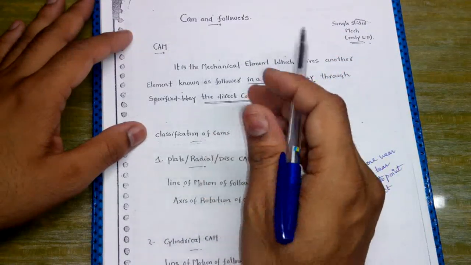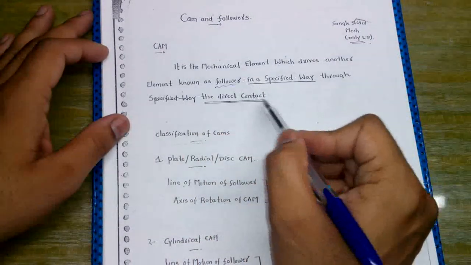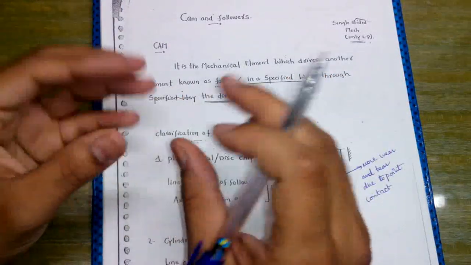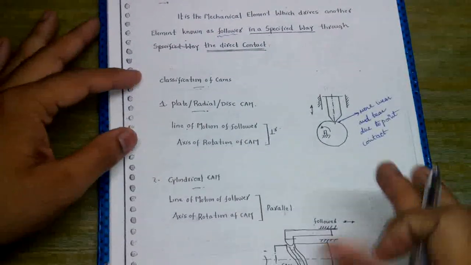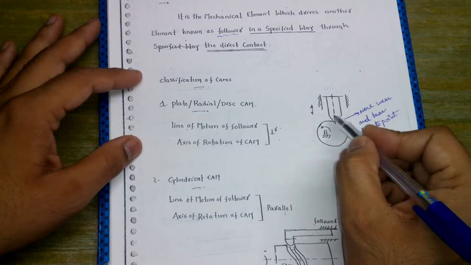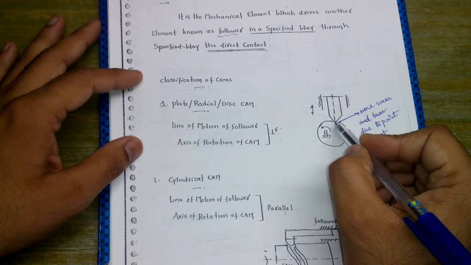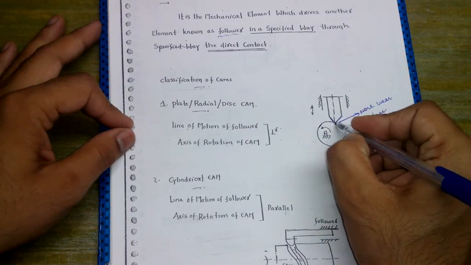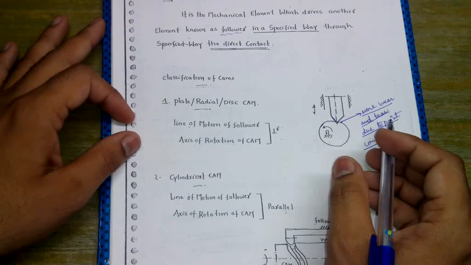A cam is actually a mechanical element which drives another element known as the follower in a specified way through direct contact. So there is a direct contact between the cam and the follower, and since there is contact, there must be some friction also. Here we have the knife edge follower and this is the cam. The cam is rotating in the anti-clockwise sense in this diagram, and the knife edge follower is following the cam, such that there is a point contact between the cam and the follower, and hence more wear and tear at this point is taking place.